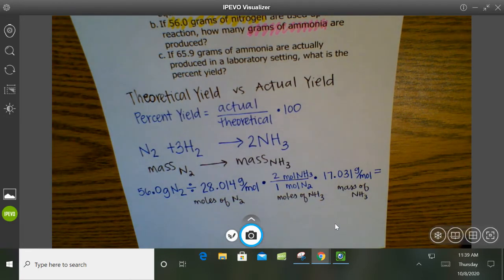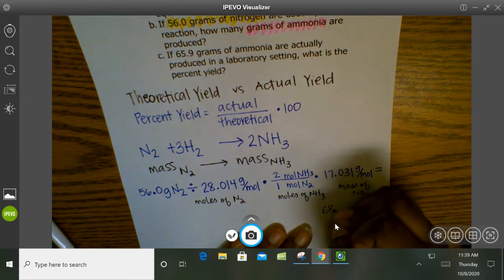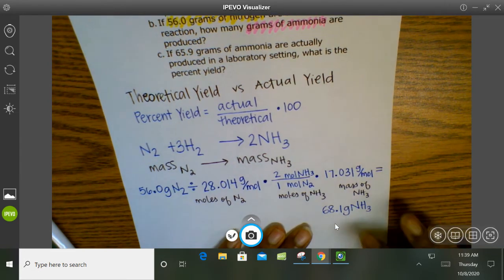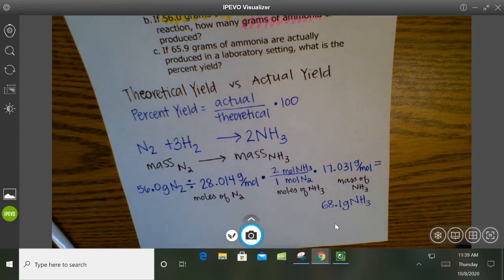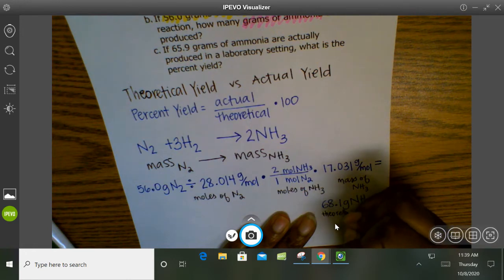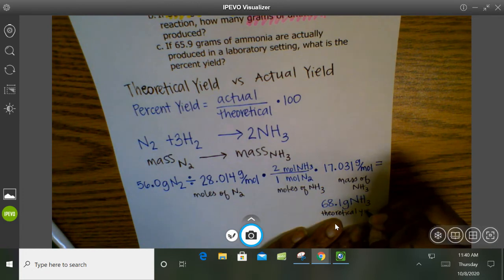Okay, so at this point, I just put all of this stuff in my calculator. 56, 2 over 1, times 17.031, 68.1 grams of ammonia. Okay, so this is my theoretical yield. What you calculate in a stoichiometric calculation, that's your theoretical yield. So every time you have to do the math, you're finding the theoretical yield.